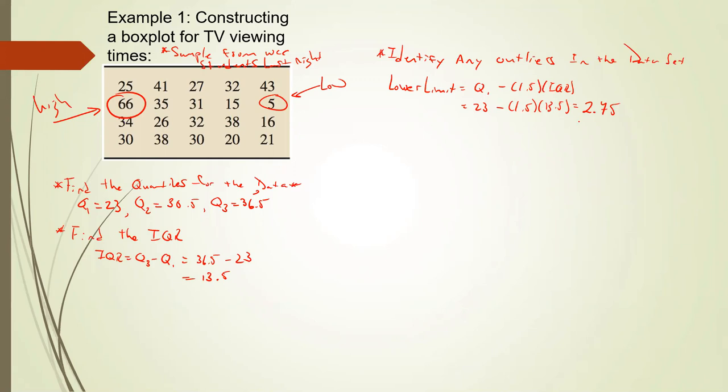I don't know if anybody plugged that into their calculator, but that's what you'll get. Okay, thank you. So what that means is look back at your data set. Is there any value that is below 2.75? Yeah, 5 is not below it. So even though 5 looks like an outlier, it is not an outlier. That's why it's super important to test this data set. Now we need to check for the 66.